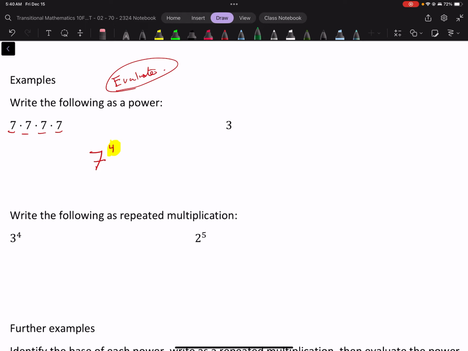Now this is where it kind of gets a little bit more interesting, I think. If I take a look at the number 3, how many factors of 3 do I have? 1. So 3 can be written as a power in the way of 3 to the power of 1.